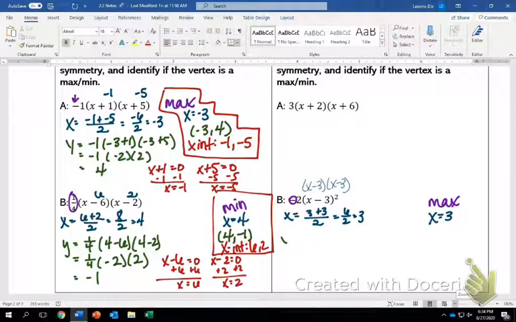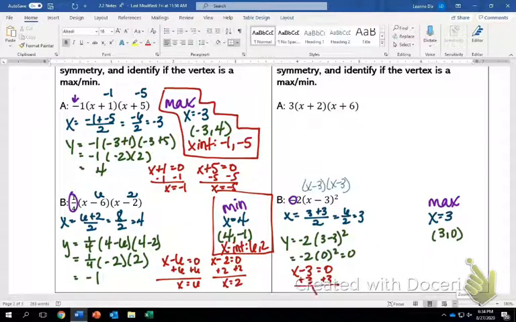Time to plug it back in to get the rest of my vertex. Y is going to equal -2 times (3 minus 3) squared. Well, 3 minus 3 is just 0, and then 0 times anything is itself. So our vertex is going to be 3, 0. Now I'm going to set that one statement equal to 0. I don't need to do it 2 times because it's the exact same equation. I solve for it, and I get 3.